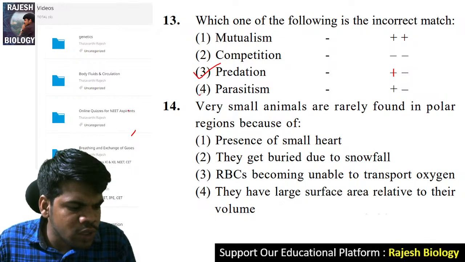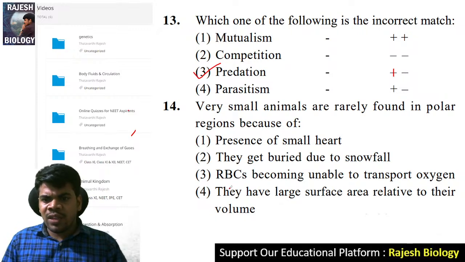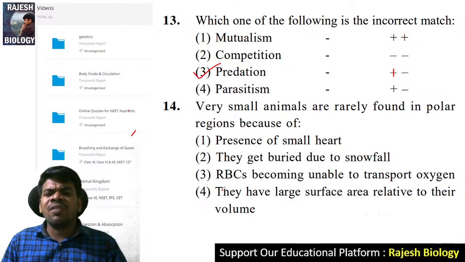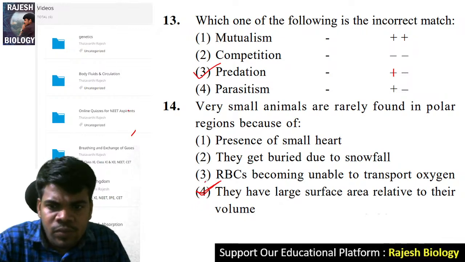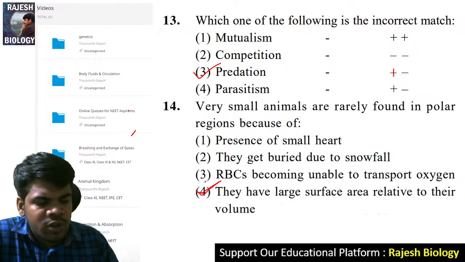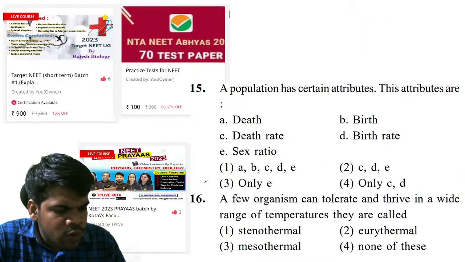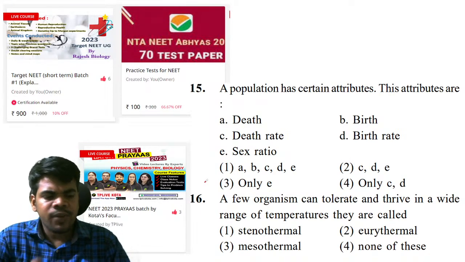Come to the 14th question. Chinnu and Gnaneshwari, you said 4th. They have a large surface area relative to their volume. Very small animals are rarely found in polar regions because they have a large surface area relative to their body volume. Correct. That's why they are not observed in those types of areas. 14th one, 4, right answer. Gnaneshwari, Chinnu, perfect. Come to the 15th and 16th questions.